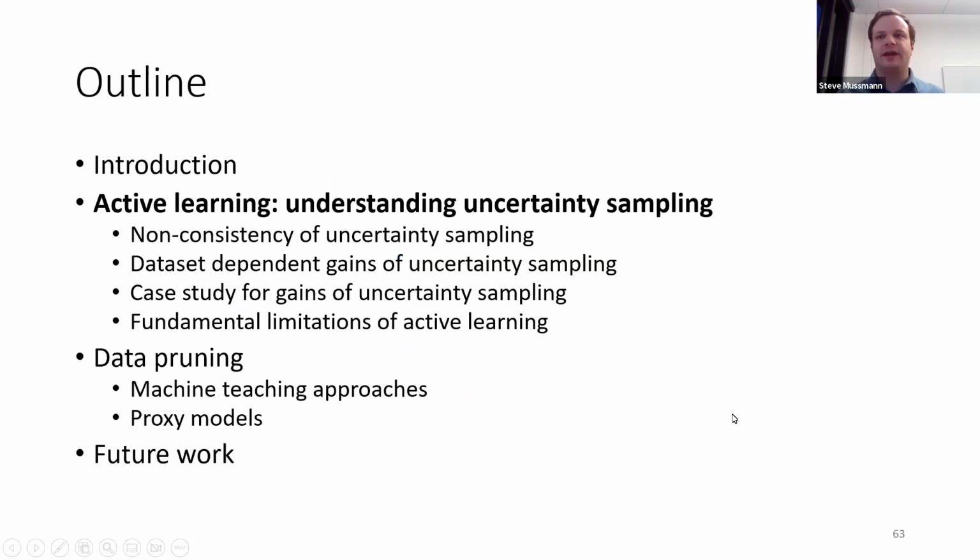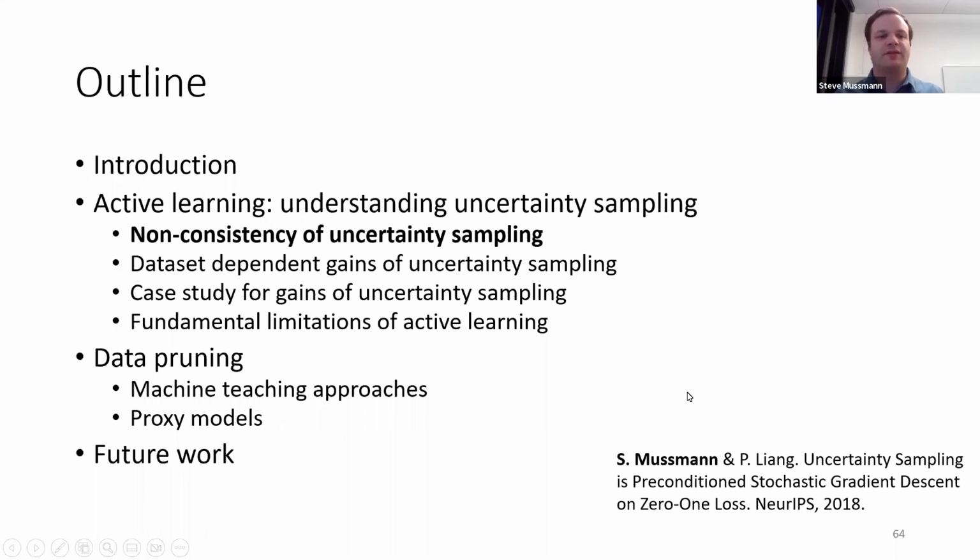So uncertainty sampling comes with some challenges as well as gains. And I'm going to be talking about four aspects. First, I'd like to talk about the non-consistency of uncertainty sampling.